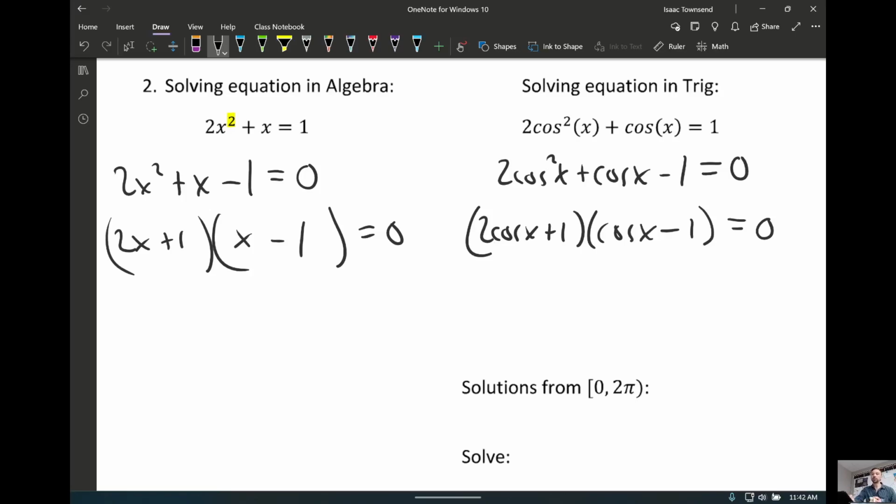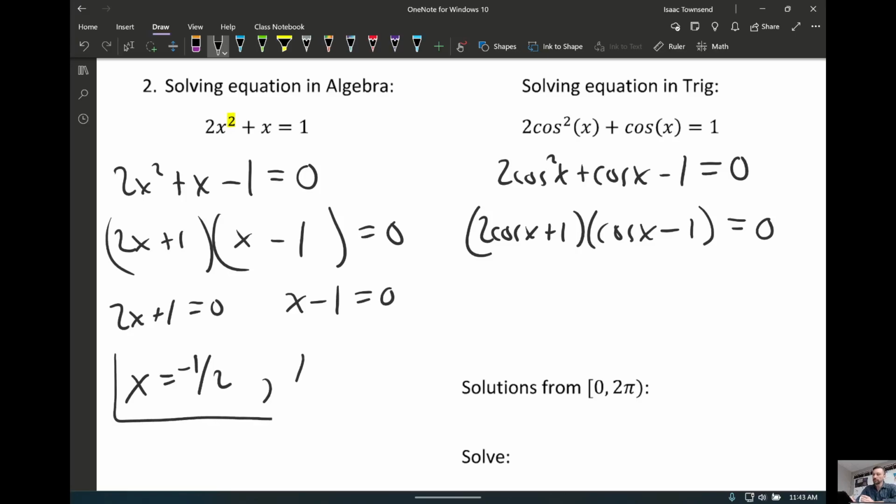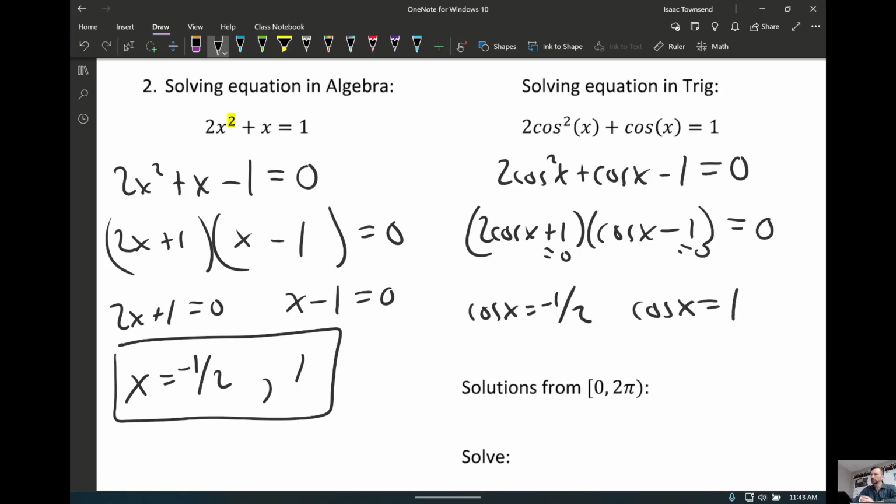Now, the reason why you wanted factors multiplied together to equal 0 in algebra class is if you can make this be 0, 0 times anything gives you 0, or if you can make this equal 0, then you don't care what that is, because 0 times anything gives you 0. So we're going to do the same thing over here. I'm going to set this equal to 0 and solve, and that would be when cosine is negative 1/2. Set this equal to 0 and solve. This would be when cosine is 1.